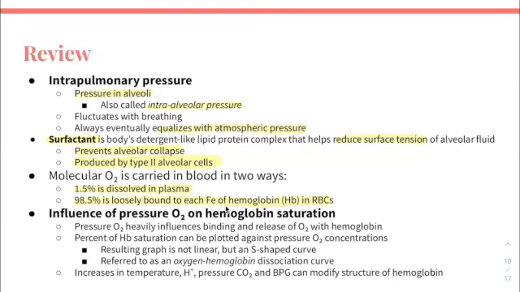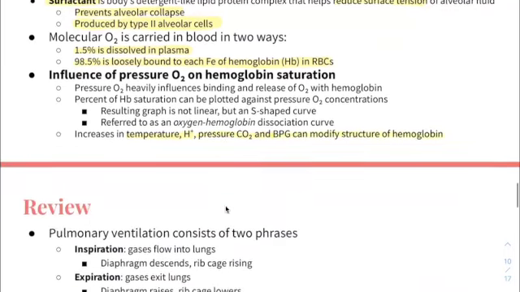There are different things that can change hemoglobin structure, such as an increase in temperature or a decrease in temperature. Hydrogen, carbon dioxide, and BPG can all modify that structure.